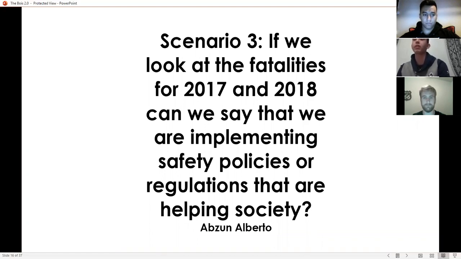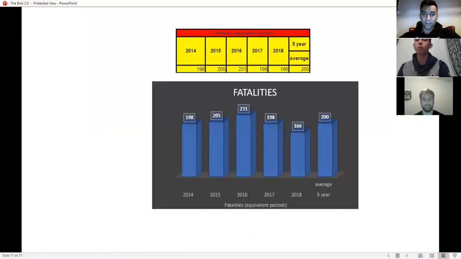Alberto, if we look at the fatalities for 2017 and 2018, can we say that we are implementing safety policies or regulations that are helping society? So here on the graph for fatalities, you can see that from 2017, there was 198 fatalities. Then we move forward to 2018 and we have 166 fatalities. So we see a lower number here, and we can assume that we have implemented some type of safety regulations maybe that have helped our society.